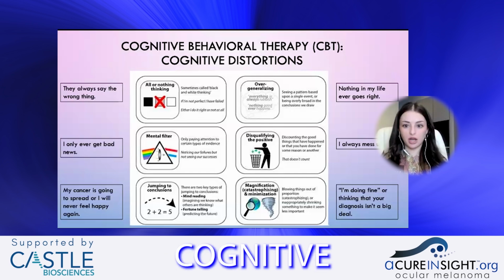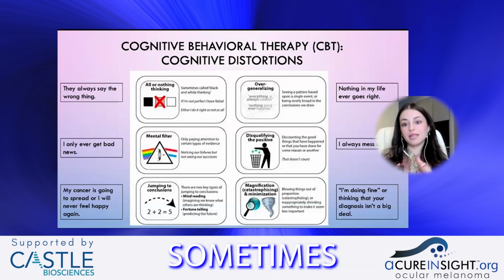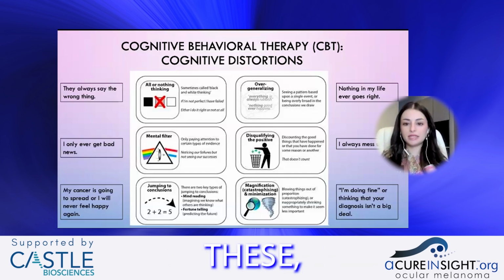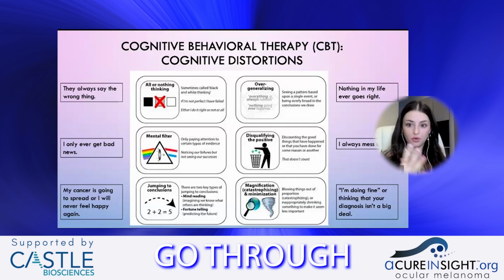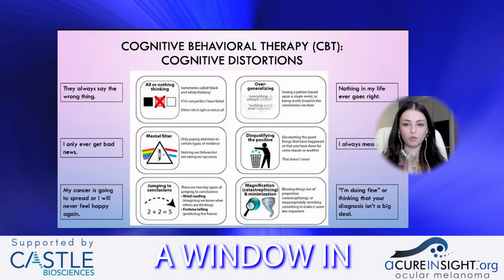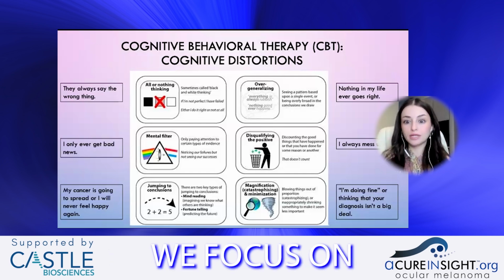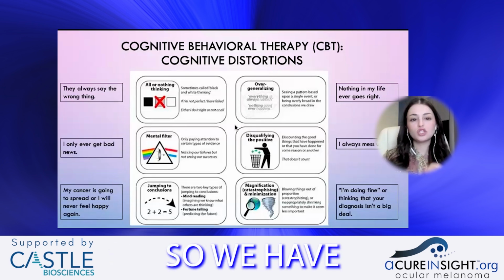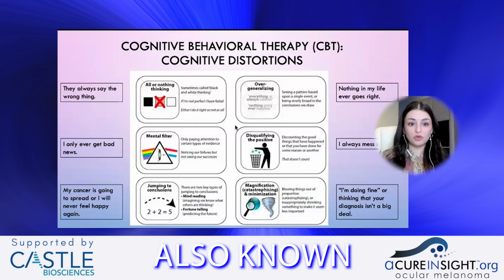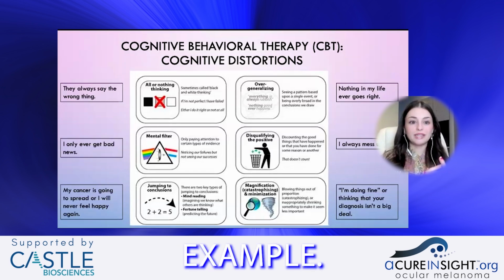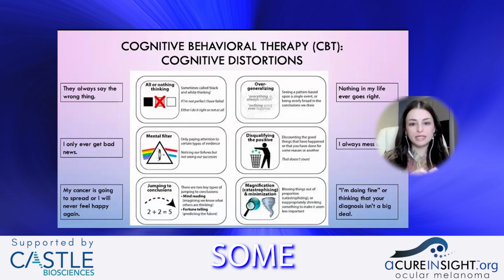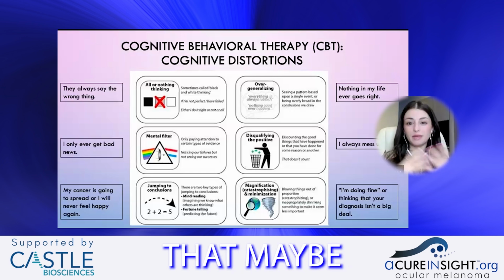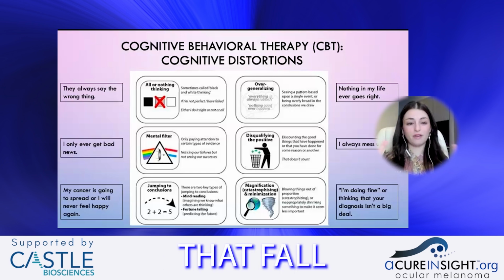And we all engage in cognitive distortions. But sometimes it gets to a place where we're having so many of these, it can make us feel more depressed, more anxious. So I'm going to briefly go through these because I really want to give a window into some of the stuff we focus on in CBT. So we have all or nothing thinking, also known as black and white thinking. So an example, if I'm not perfect, I have failed. And I also included some examples of thoughts that maybe, especially with cancer, people might have that fall into these different distortions.